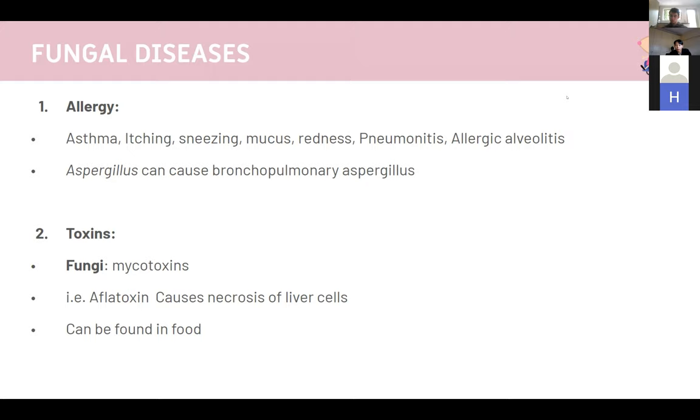The second way, fungi can produce toxins as well. So toxins from fungi have a specific name, and that's mycotoxins. For example, one of the toxins is aflatoxin, and this causes necrosis of liver cells. And it's a reason why we shouldn't eat food that has expired and which may have fungi growing in it, because fungi are producing these toxins, so we can get food poisoning as well.